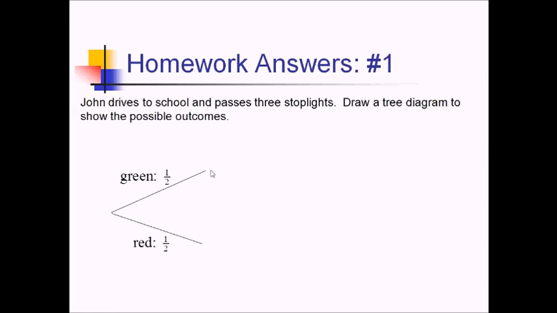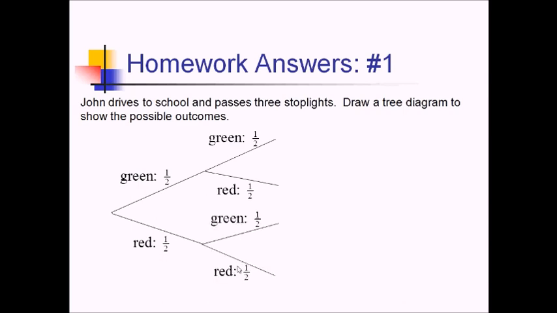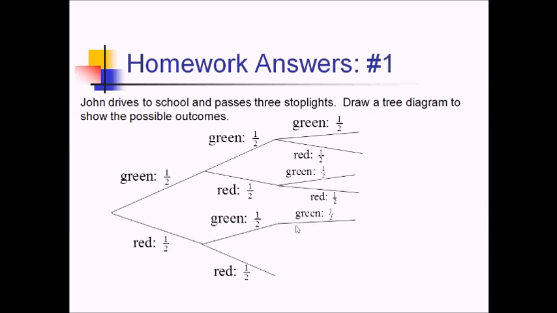So he comes to the next light, and he has, again, half a chance of green, half a probability of red. And then down here, same deal, 1/2 green, 1/2 red. And oh, wait, John gets to a third stoplight. Well, there's a 1/2 chance that that light is green versus red, and the same thing for all of these other branches.